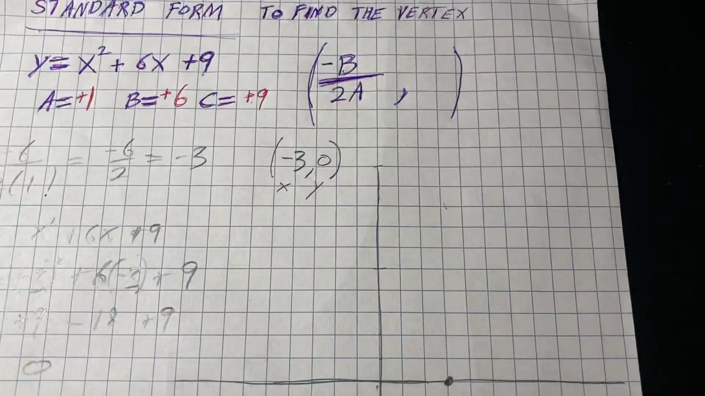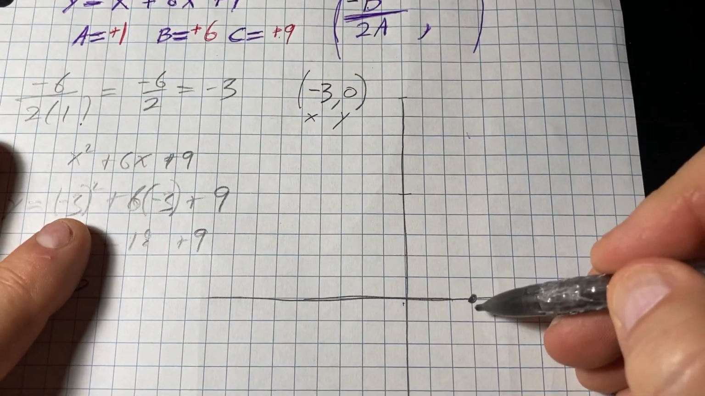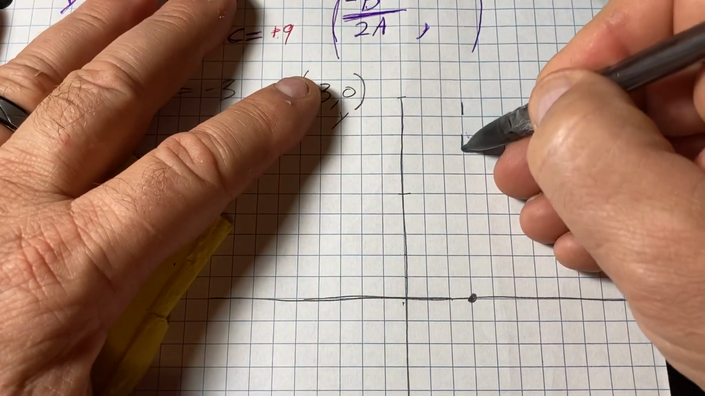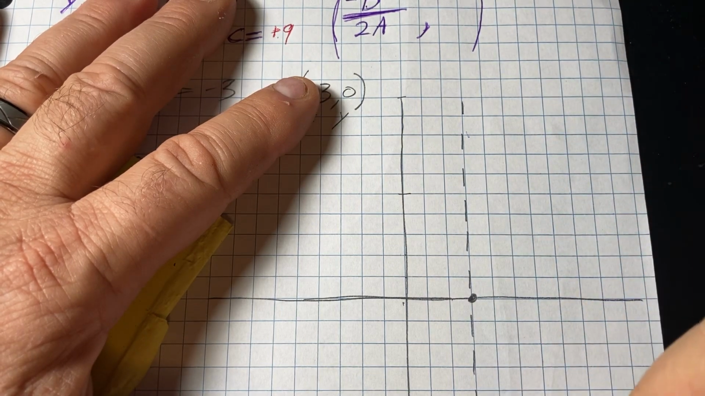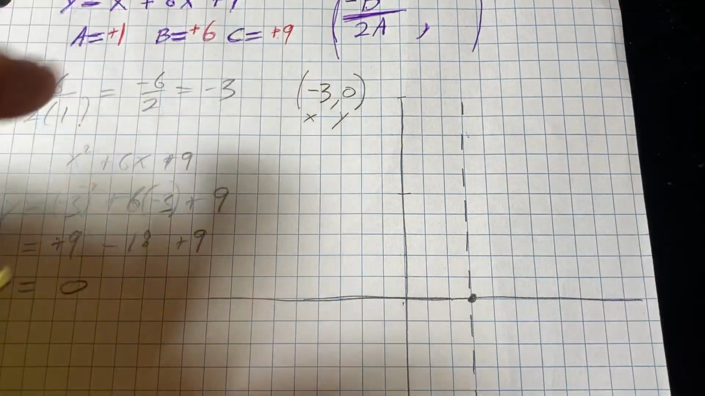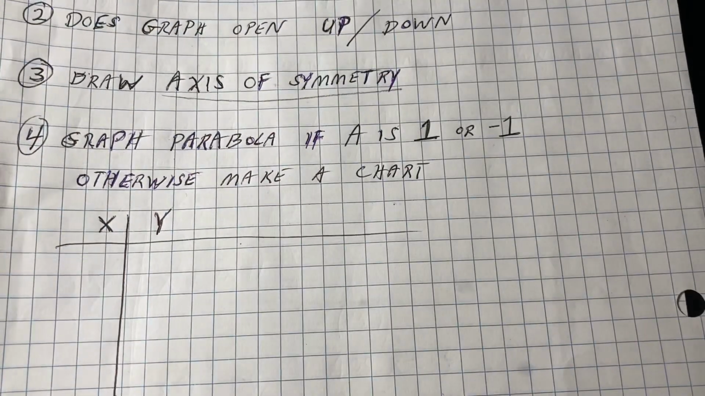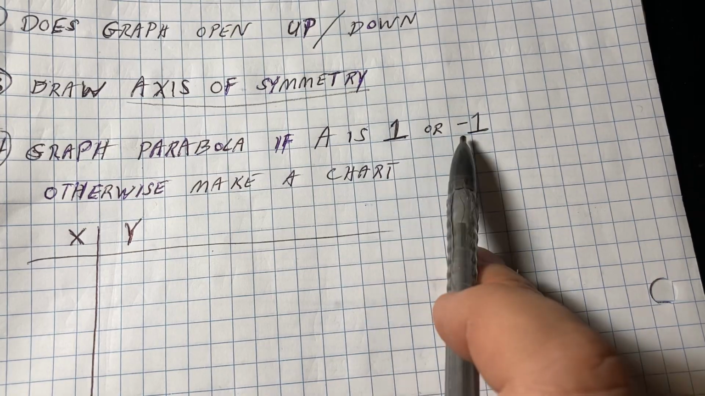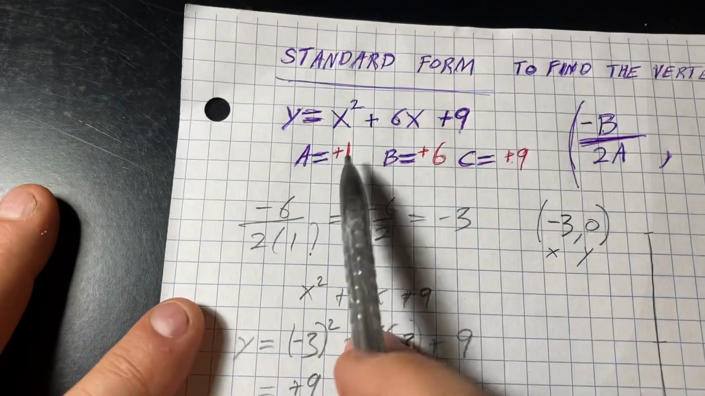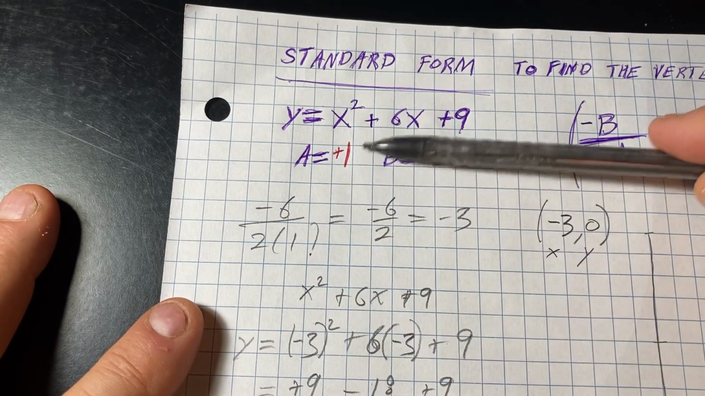The axis of symmetry goes right through the vertex. There's my axis of symmetry. Now graph the parabola. Hey, this still works as well. Is a 1 or is it a negative 1? Yes, it is. Right there.